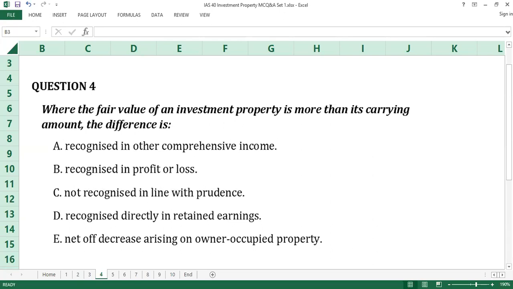Question number 4. The answer to question number 4 is B, recognizing profit or loss. A gain arising from a change in the fair value of investment property is recognized in profit or loss for the period in which it arises. B is the answer to question number 4.